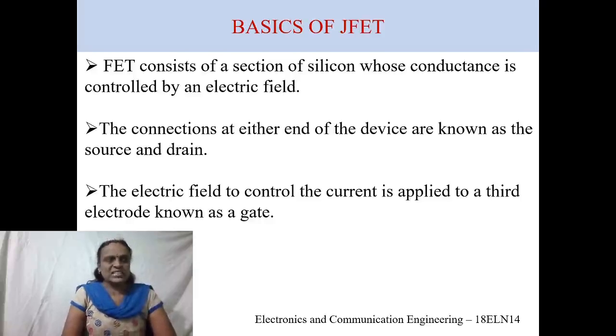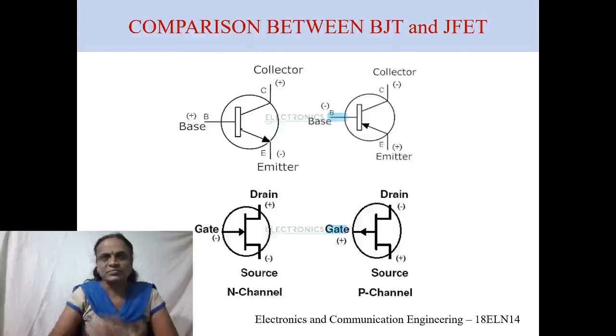Because it is only the electric field that controls the current flow in the channel, the JFET is said to be voltage operated. Now, as we have learnt in module 1 about the BJT or bipolar junction transistor, here we have the JFET also. Just for easier understanding, let us compare the BJT and the FET.